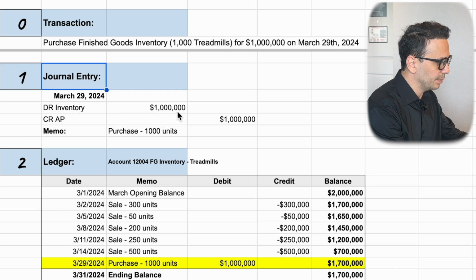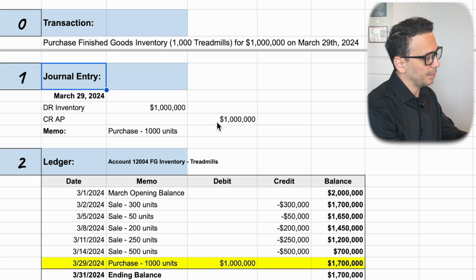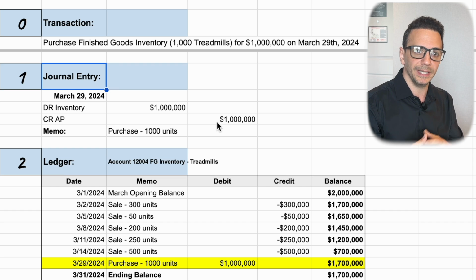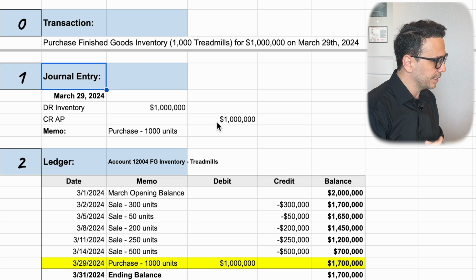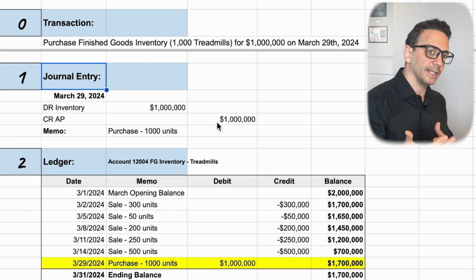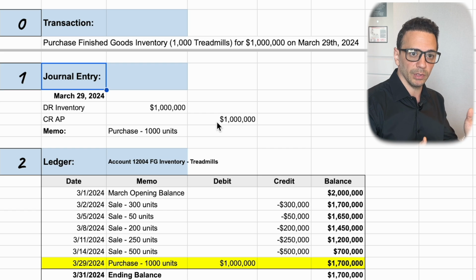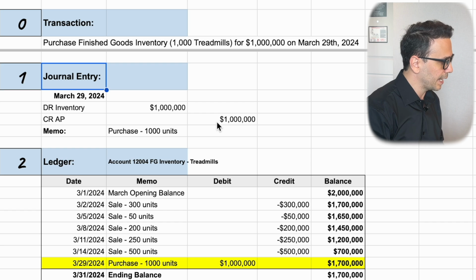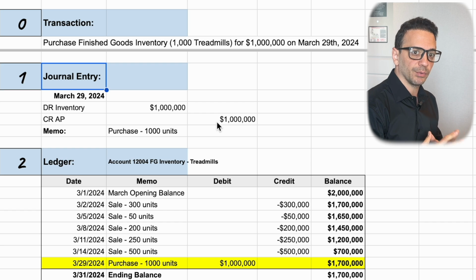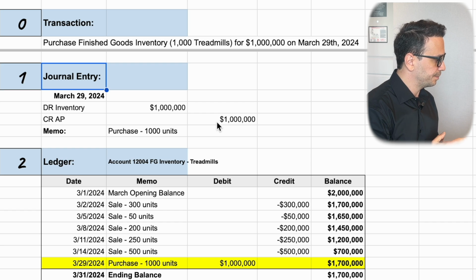But in this case, we're using an accounting software that's going to book a goods receipt, and that's going to debit inventory for $1 million and credit accounts payable for $1 million. And the accounts payable is going to be settled within 30 days because that's our terms with the vendor, and that's going to clear cash. It's going to be a debit to accounts payable and credit to cash. Okay, so that's the first step in the process, which is the journal entry.